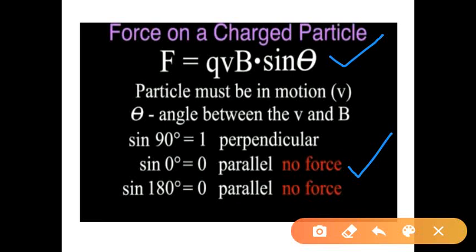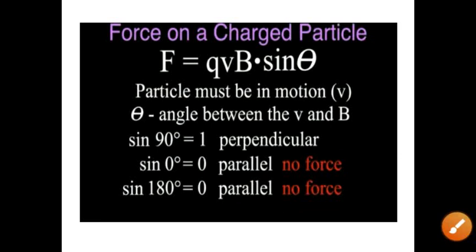From Newton's second law, we know a force will produce acceleration, F is equal to ma. If force is equal to 0, there is no acceleration. It will continue the same motion. Therefore, if theta is equal to 0, that is, if the charged particle is moving in the direction of the magnetic field, it will continue its motion without changing its velocity, without deviating from its path. It will continue its same motion.